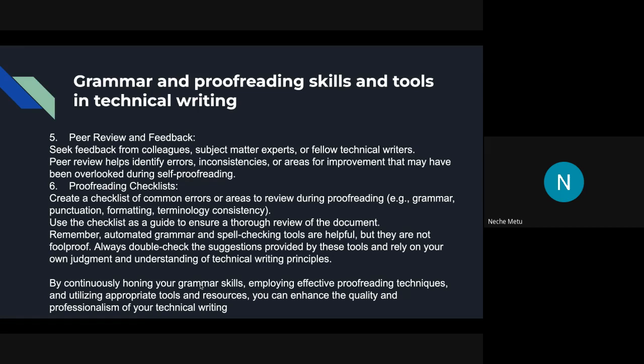That's the aim. Your proofreading checklist: create a checklist of common errors or areas to review while proofreading. Remember, you have to have your own checklist of common errors. It could be grammar, abbreviation, punctuation, and all that matter. So use this checklist as a guide to ensure a thorough review of the document. Remember, automated grammar and spell checking tools are helpful, but they are not foolproof. Always double check the suggestions provided by these tools and rely on your own judgment and understanding of technical writing principles.